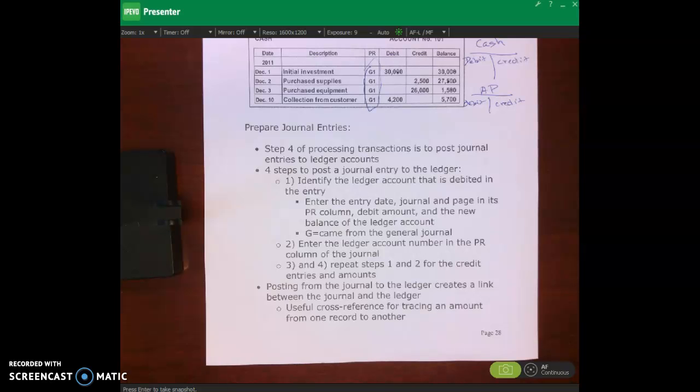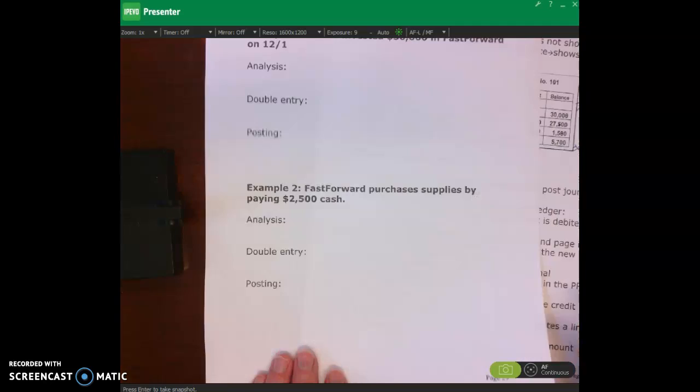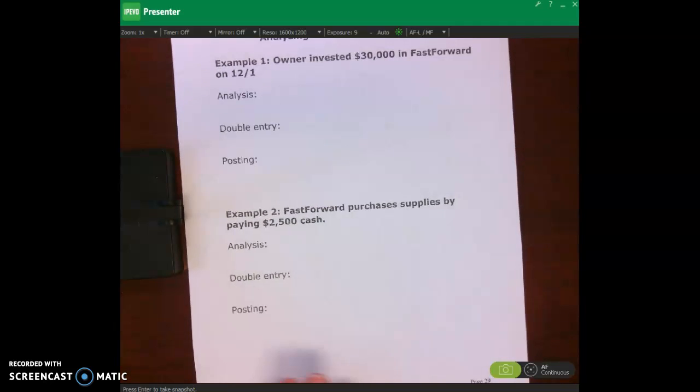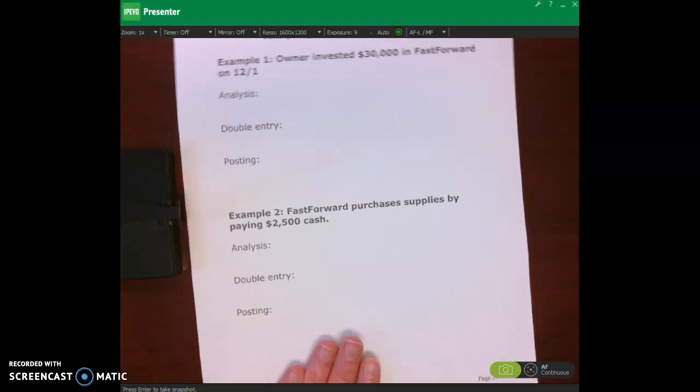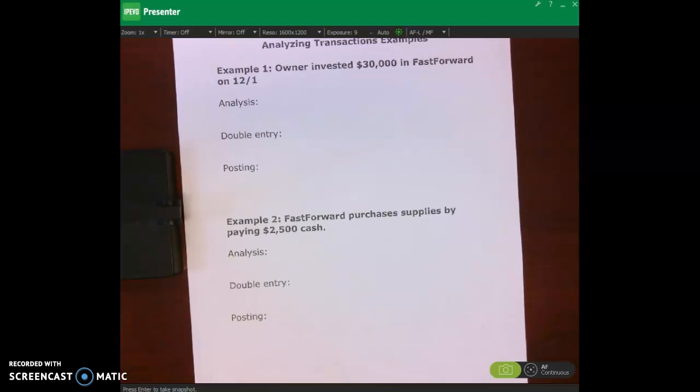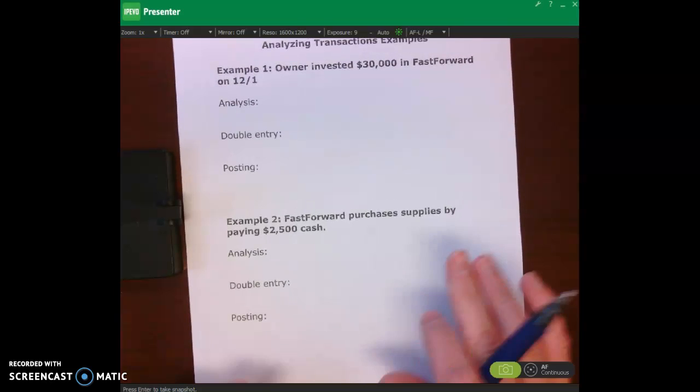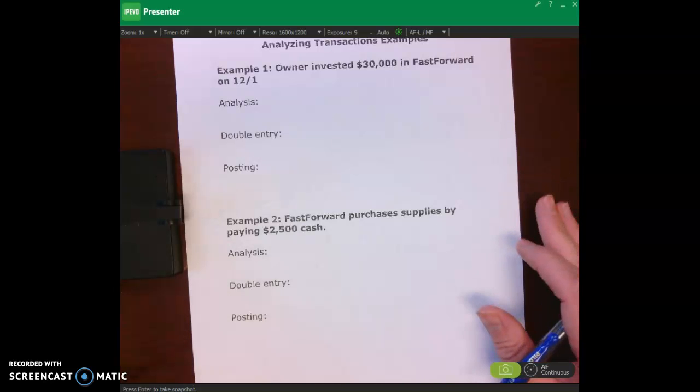Okay. So I'm going to go on to the next page now, on page 29 of your course pack. And we see the first one is owner invested $30,000 in the Fast Forward business.